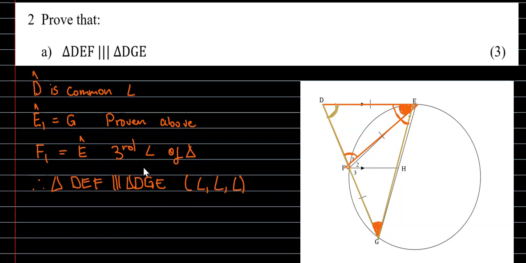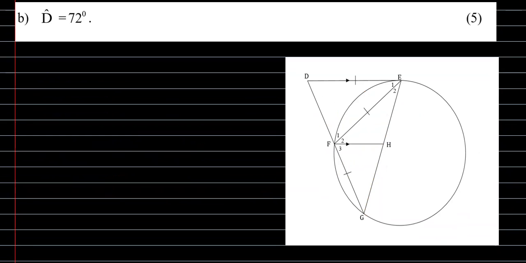So let's move on to the next one. So the second angle from the proof above. So here we have question B. It says prove angle D to be equal to 72 degrees, and it consists of 5 marks. So where is angle D? Angle D is this angle. So how do we prove that angle D is equal to 72? This angle.